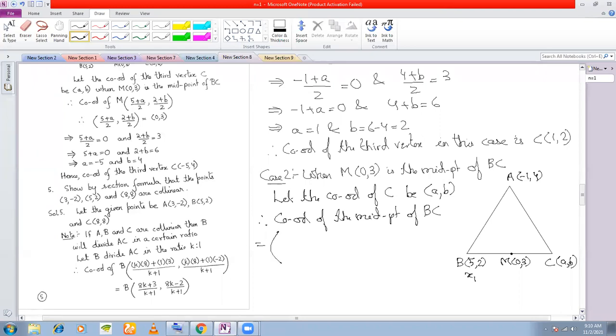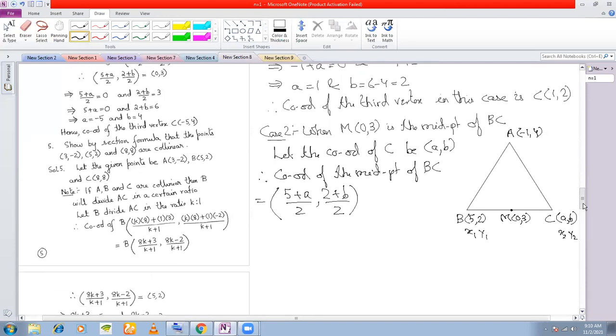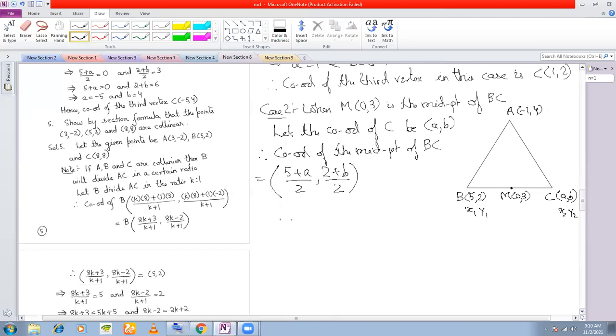Take this as your x1, y1 and this as your x2, y2. So you get (5 plus A) by 2 and (2 plus B) by 2. And this must be equal to (0, 3). Therefore, (5 plus A) by 2, (2 plus B) by 2 must be equal to (0, 3).